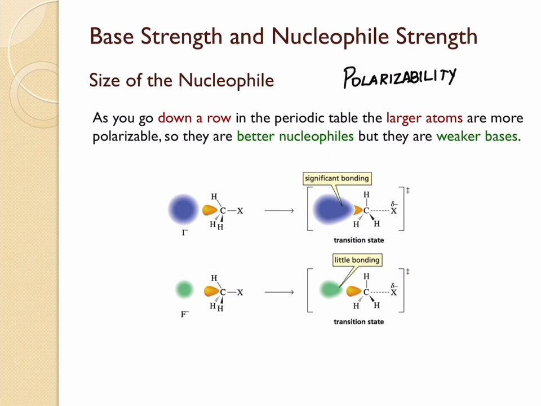Now, the most important question that we need to ask ourselves is, does the greater polarizability, which helps the larger atom to behave as a better nucleophile, to go and attack the electron deficient carbon, is it going to make up for its decreased basicity? The answer is going to be dependent on the solvent.